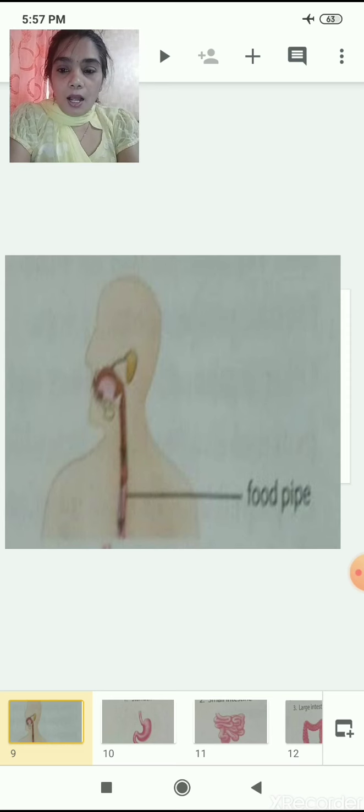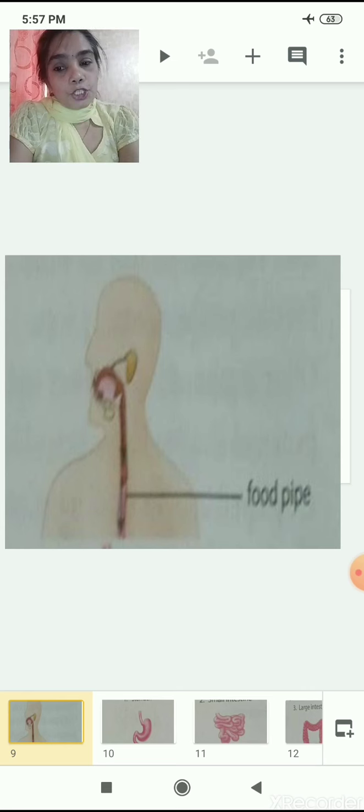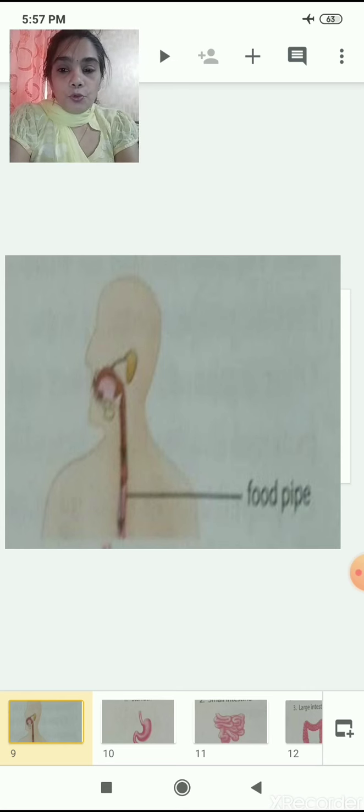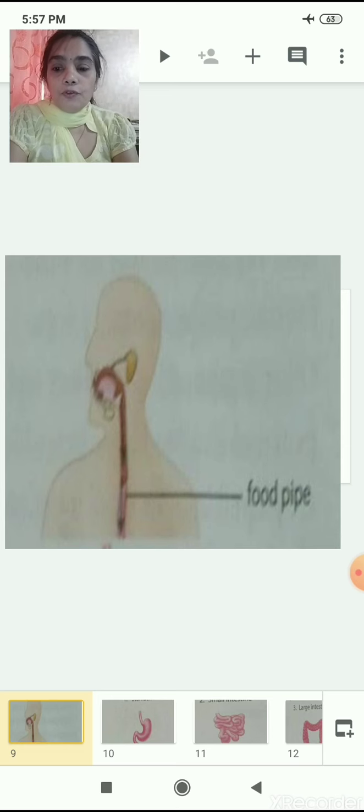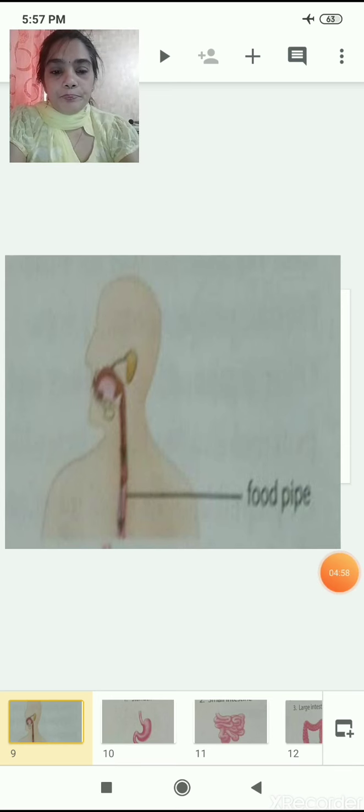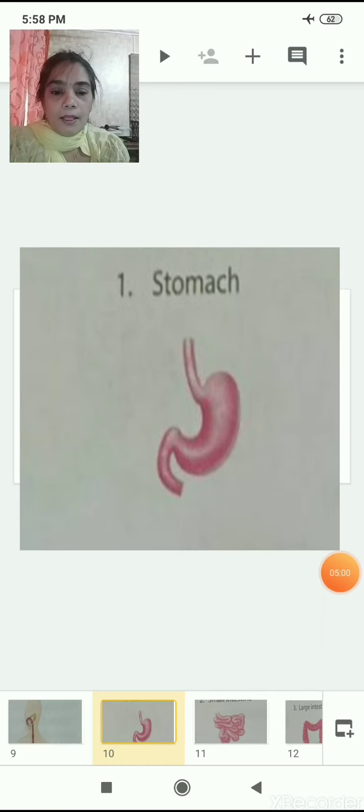Your tongue then helps to push the food into a thin long tube called the food pipe. Can you see in the picture here, there is a thin long tube that is called the food pipe.